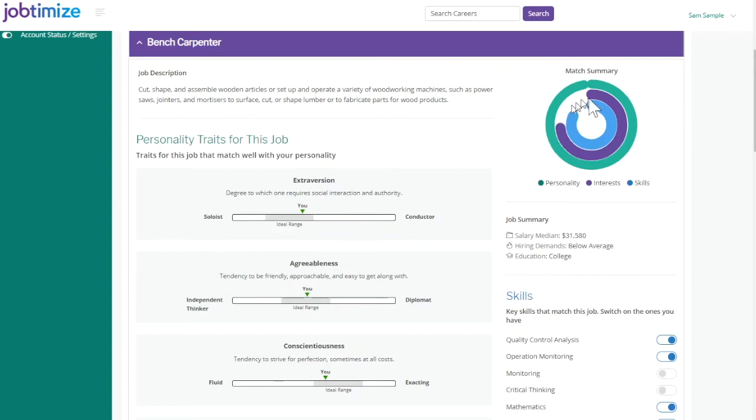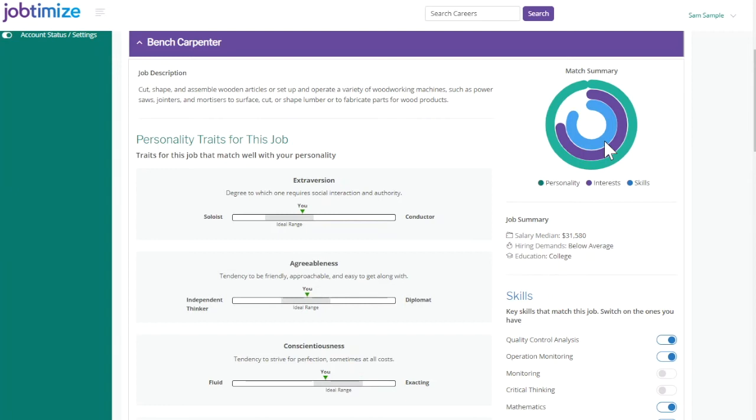On the right hand side here, we've got a neat graphic that shows personality fit, which is that teal ring on the outside. So as we've seen, Sam is a very strong fit for the bench carpenter job from a personality standpoint, which is why the circle goes most of the way around. He's a really good fit from an interest standpoint, which is that purple ring. And then the blue ring is skills. Now you might be asking yourself, where does the system get skills from?